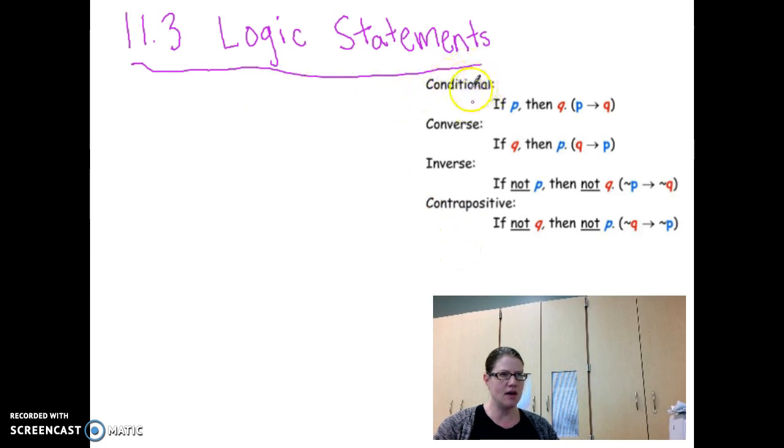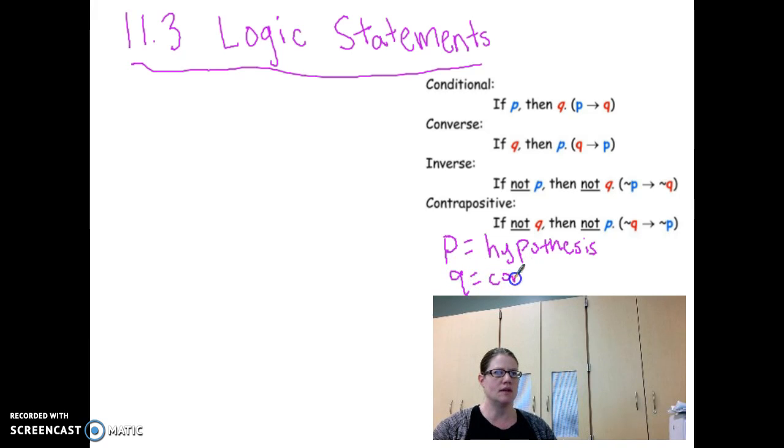And if you notice here in our chart, the conditional says if P, then Q, converse is if Q, then P. So P and Q are parts of statements, where P is equal to the hypothesis, the first part of our statement, and Q is equal to the conclusion. In the actual statement, we're not going to have P and Q. We're going to have some statement where P is the hypothesis and Q is a conclusion.